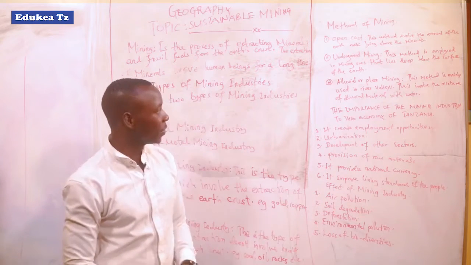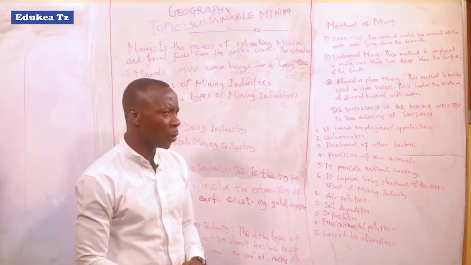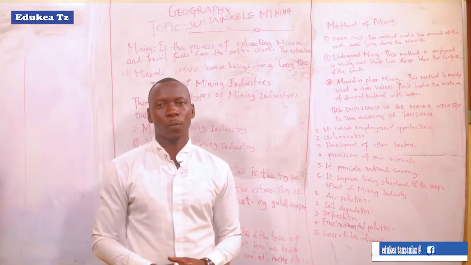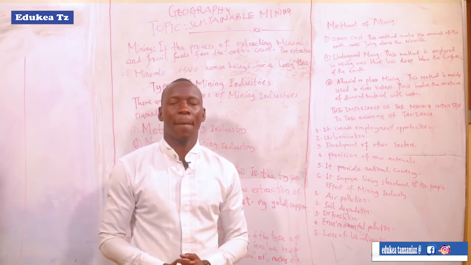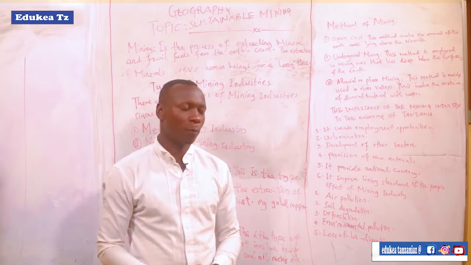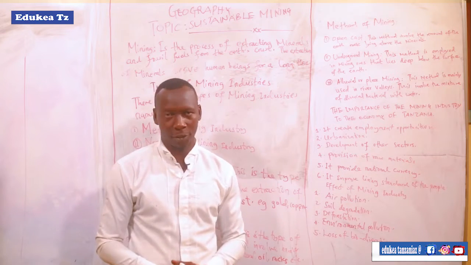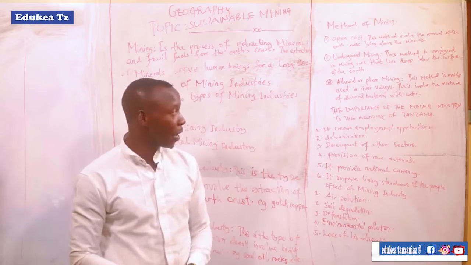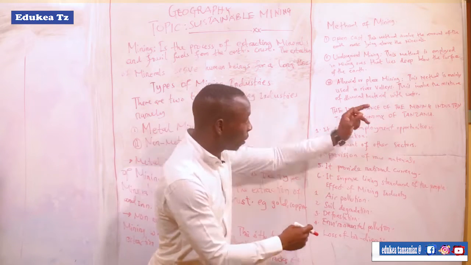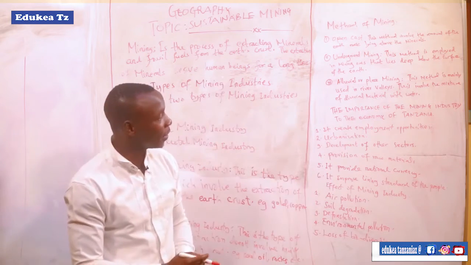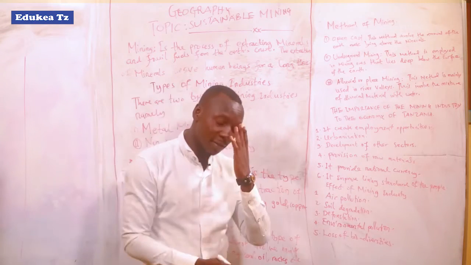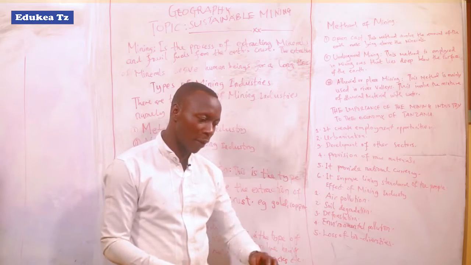And the last method is alluvial or placer mining. Alluvial or placer mining is another method of separating minerals from other accumulated material, or from the contamination of other material. This method is most used in river valleys. You can find minerals which are found in the river.